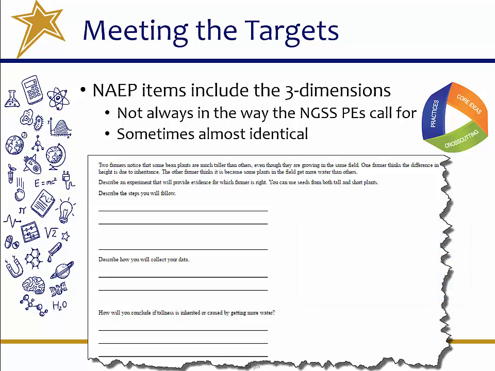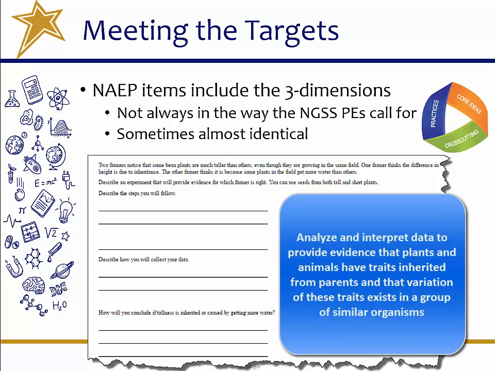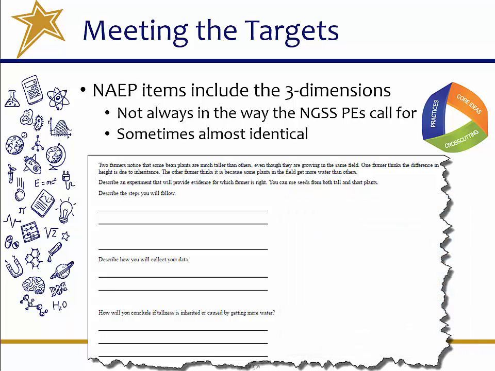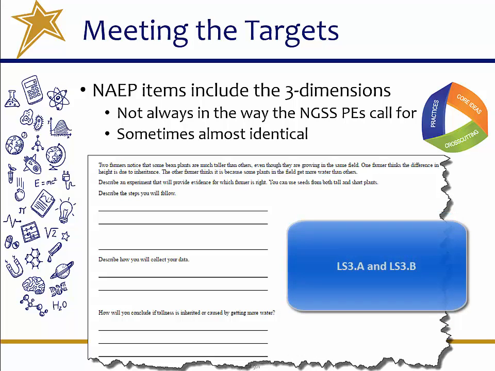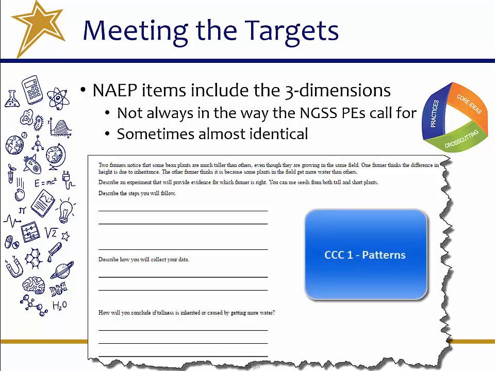Grade 3 LS3-1 states, students should analyze and interpret data to provide evidence that plants and animals have traits inherited from parents and that variation of these traits exists in a group of similar organisms. This is further broken down into the 3 dimensions, specifically SEP4, analyzing and interpreting data, component core idea LS3A and LS3B, and the cross-cutting concept patterns.